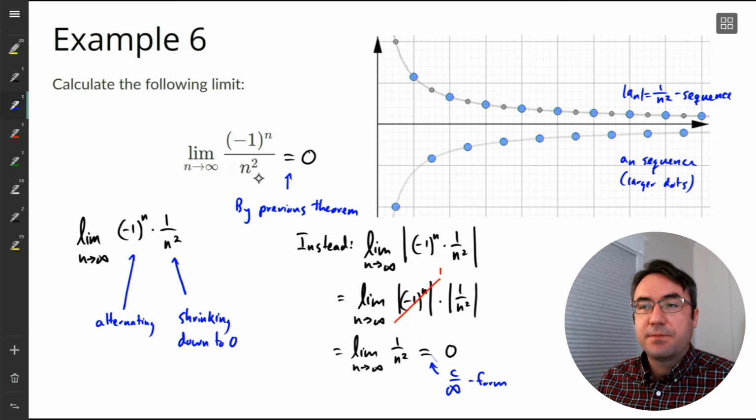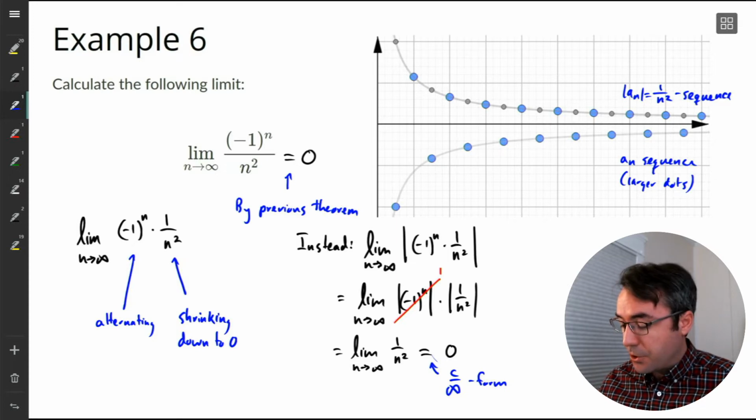So that's how we're going to use that theorem. There's other applications as well, but that's one of our main applications here, to help us deal with those negative 1 to the power n terms.